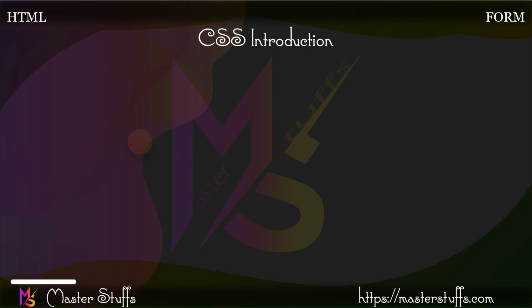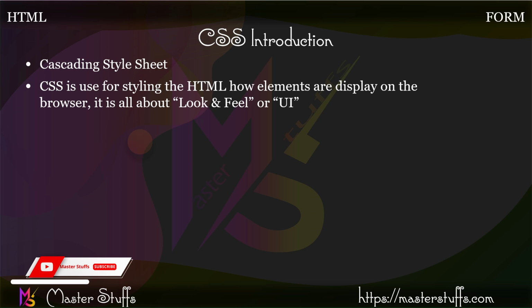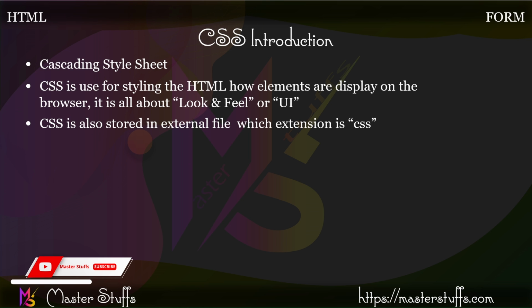So we previously saw that the CSS full form is Cascading Style Sheet. CSS is used only for styling HTML, how elements are displayed in the web browser, and you can say that it is the look and feel of our user interface. So this is the definition of CSS. After that, you can also store CSS in an external file. The file extension should be .css.